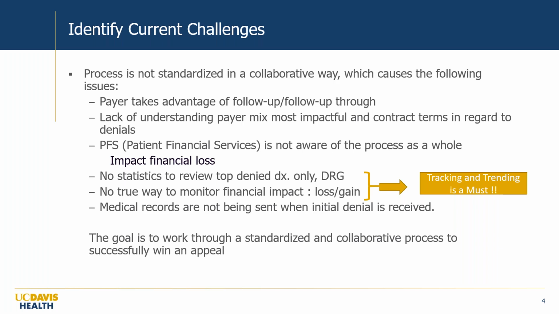And then medical records are not being sent with denials. I think this is very, very important because a payer can say, you sent the appeal, but I didn't get the records. So there are levels of appeals that are involved in this process. So it's important, again, to know your rights and know what you can and cannot do. And I think ultimately the goal is to work through a standardized and collaborative process to successfully win an appeal.